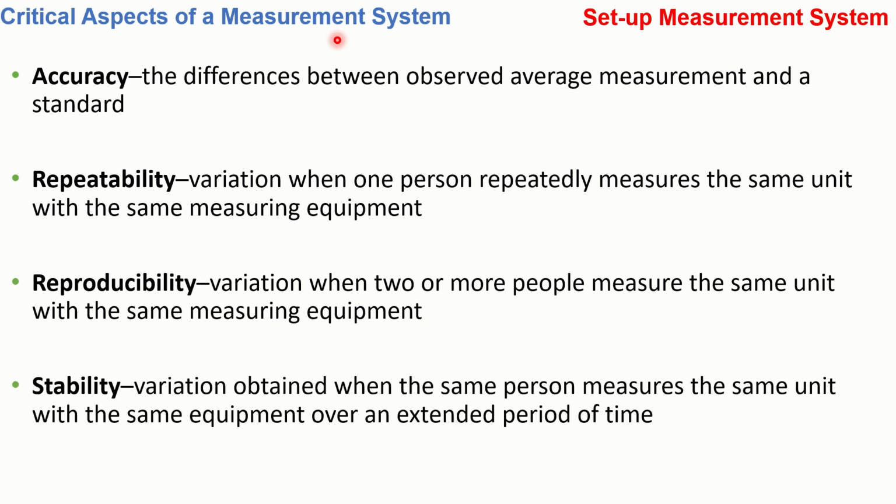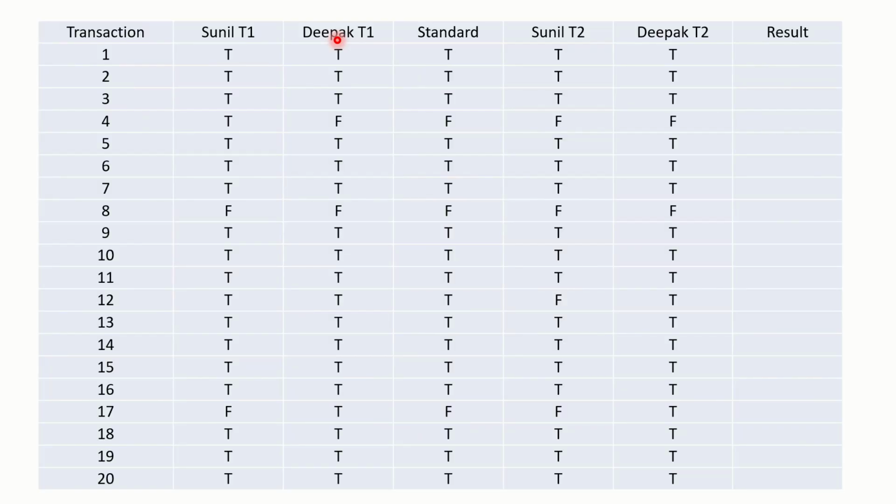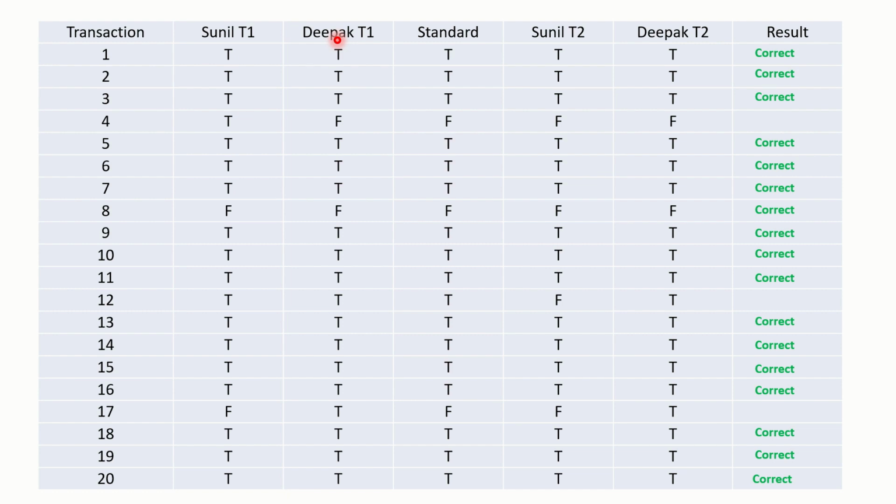And stability means variation obtained when the same person measures the same unit with the same equipment over an extended period of time. Which means a person should be able to take the same readings whether he is active or fresh in the morning or he is tired towards the evening. So there should not be any variation because of this factor. And this is the kind of data that is collected. I have a separate video on this, so I'll share the link in the description box.